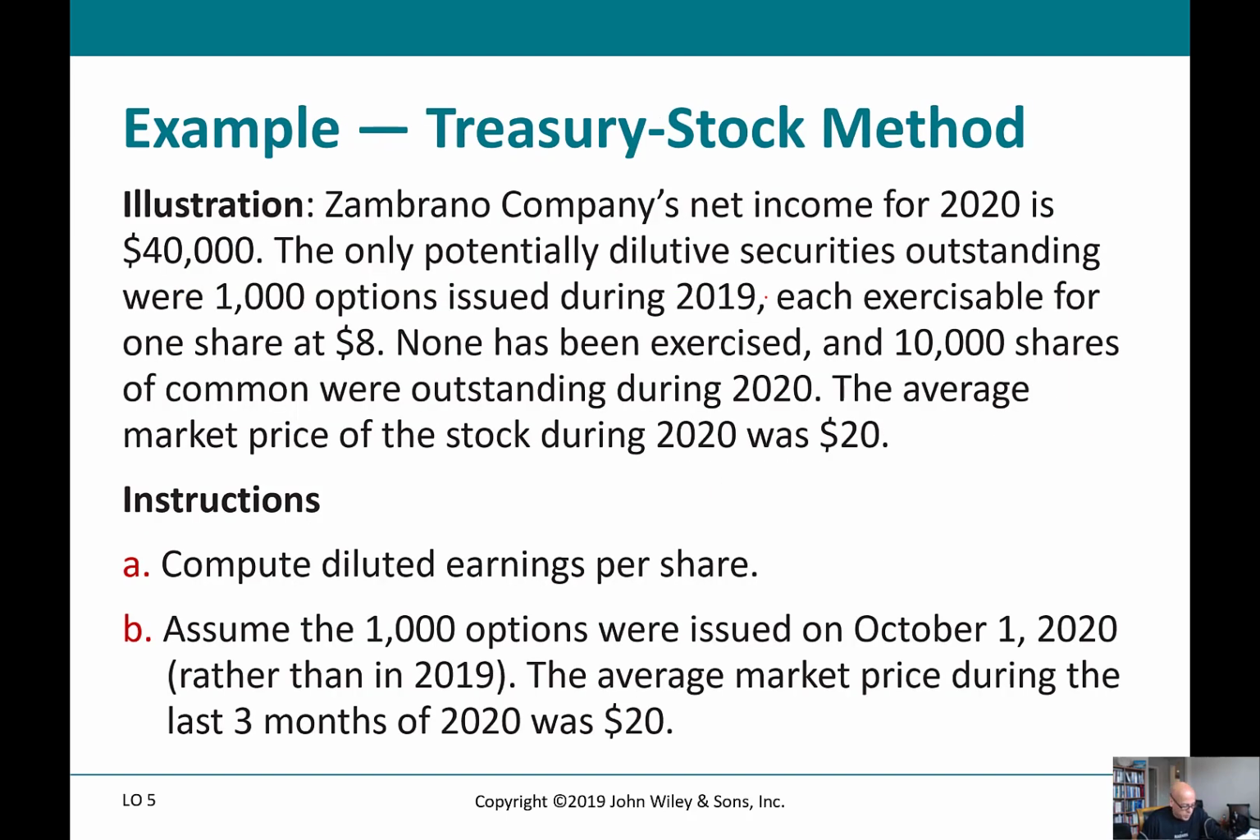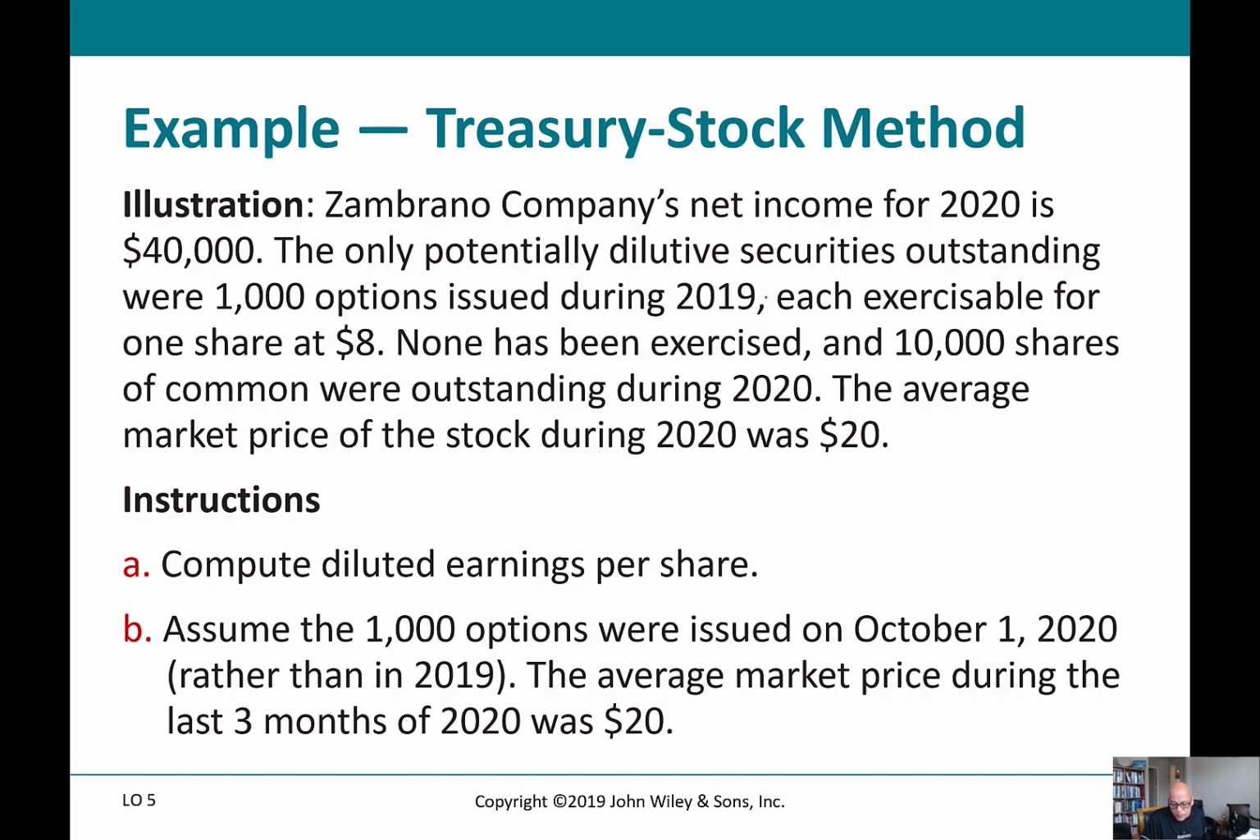This is Zambrano Company, and they give us the net income, and they say the potentially dilutive shares outstanding were 1,000 options issued during 2019, each exercisable for 1 share at $8. So they're going to give me the option up, and then they're going to give me the $8. So more money's coming in. None have been exercised, and 10,000 shares of common stock were outstanding during 2020. The average market price for the stock during 2020 was $20.